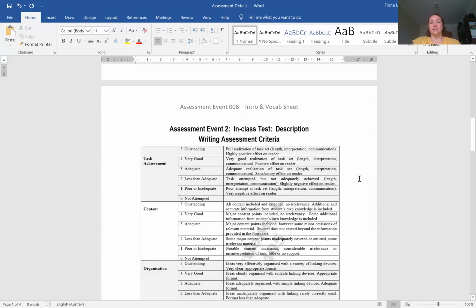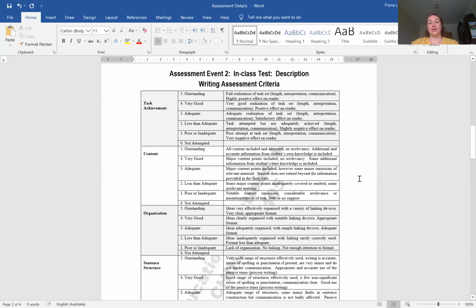Okay. So here is the assessment criteria. Now, along with this class, I am going to send this information for you so you can read through it personally. You can contact me if you're not 100% sure about any of the terminology, or if you want more of an explanation about any of the areas.